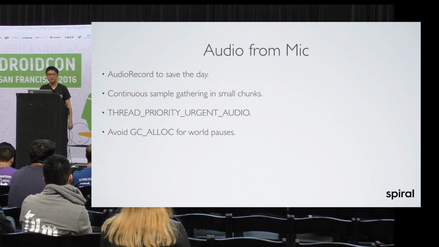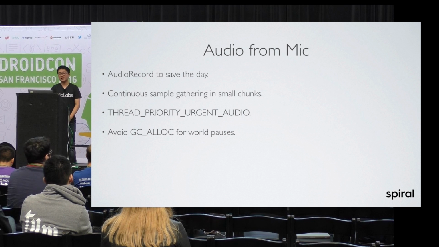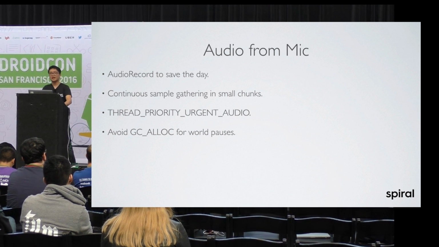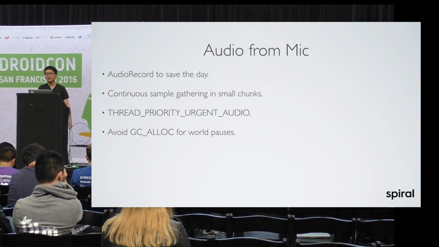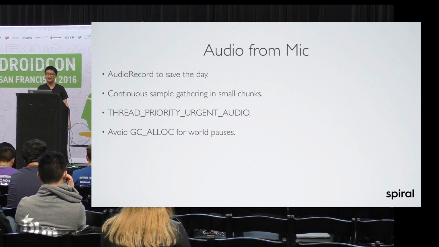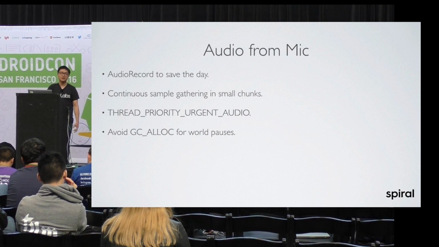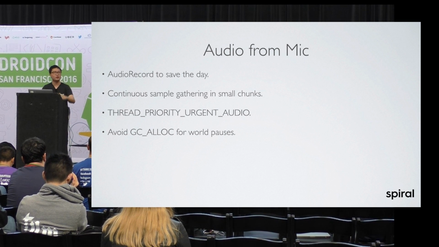So how do we get the audio from the mic? There's this class called AudioRecord. It basically continuously gathers all the samples from the mic in small chunks, and all you have to do is, when you get the samples, put them on the queue yourself. The samples from the audio are fairly small because they're audio and it's just a waveform.